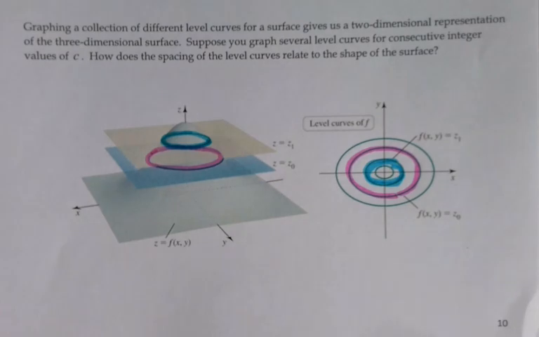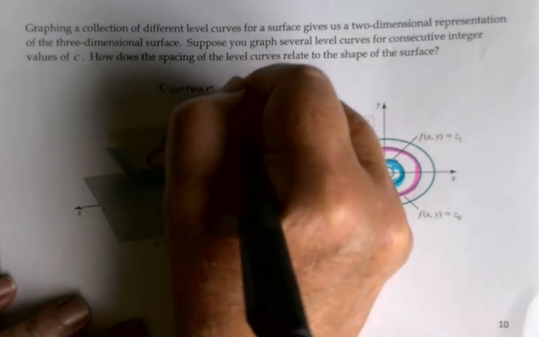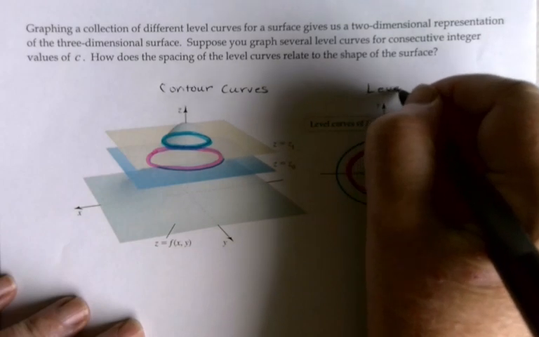You'll note they've also graphed a couple of other level curves that they didn't show in the three-dimensional object. So these are the contour curves, and these, as it says, are the level curves.